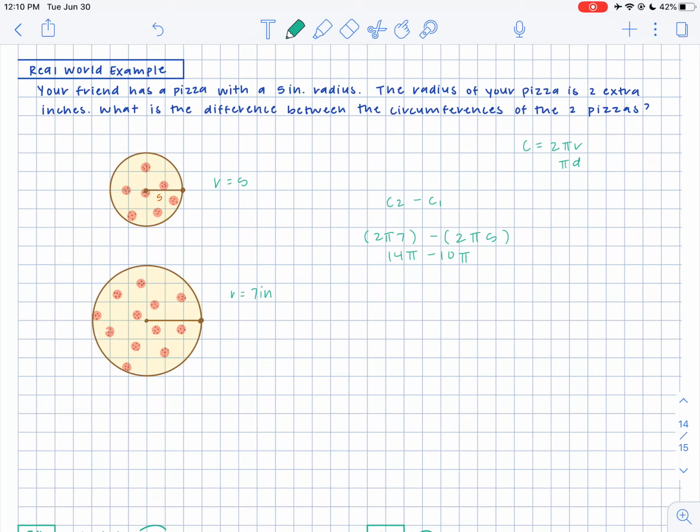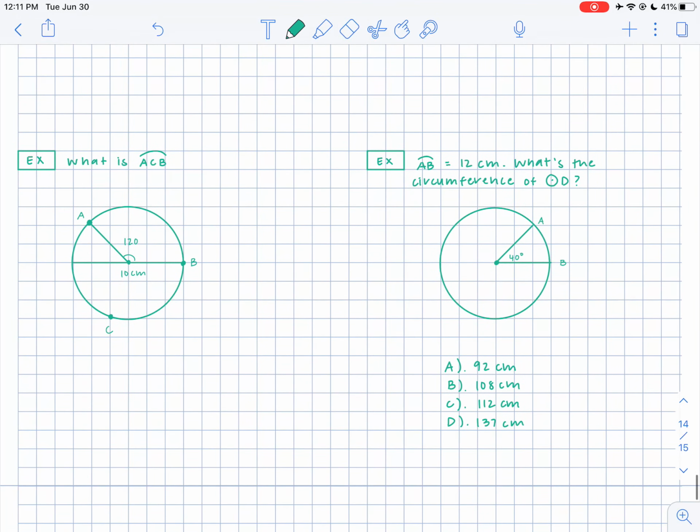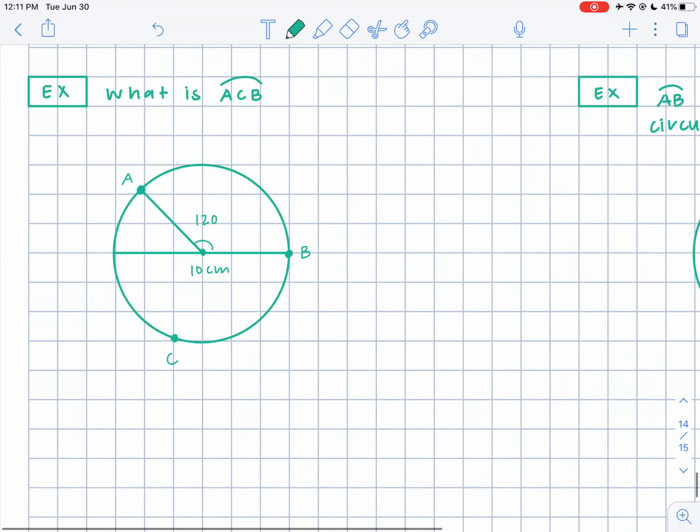And then we can simplify. This is 14 pi minus 10 pi. I just want to leave the pi, so we leave it as nice whole numbers instead of decimals. So then we should get 4 pi inches. Wait. Yes, inches. Did I say centimeters earlier? I meant inches, sorry. So yeah, the answer is that the difference between the circumferences is 4 pi inches, where 4 pi is just a number, because remember pi is just 3.14, so a little over 12 inches.